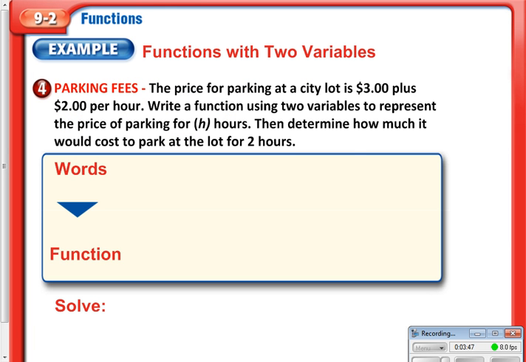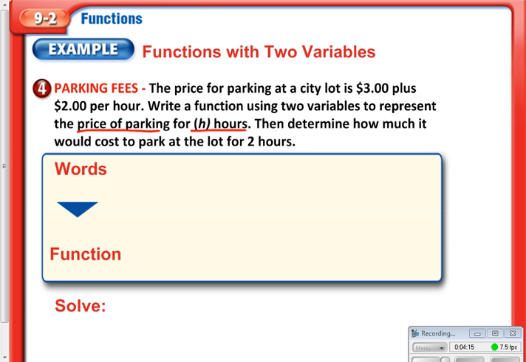In example 4, we have functions with two variables. So we're given two variables. We'll use two variables to write an equation in words. Then we'll write out a function, and then we'll solve it. So example 4, parking fees. The price for parking at a city lot is $3 plus $2 per hour. Write a function using two variables to represent the price of parking for h hours.